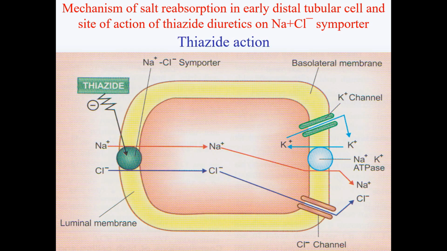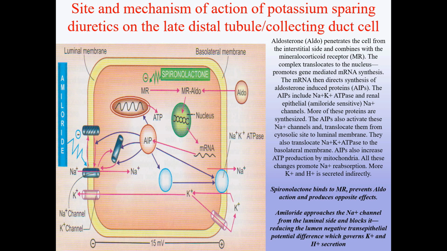Here you can see the mechanism of salt reabsorption in the early distal tubular cell and the site of action of thiazide diuretics on the sodium chloride symporter. And on this slide you can see the site and mechanism of action of potassium sparing diuretics on the late distal tubule collecting duct cell. Aldosterone penetrates the cell from the interstitial side and combines with the mineralocorticoid receptor, MR.